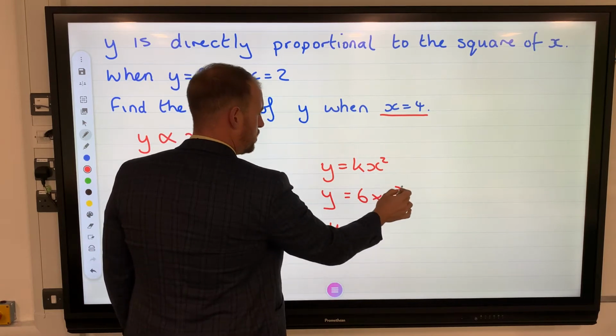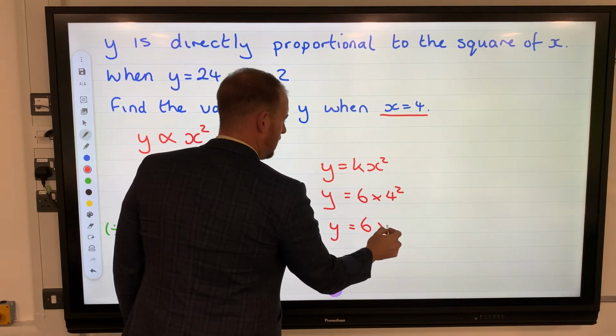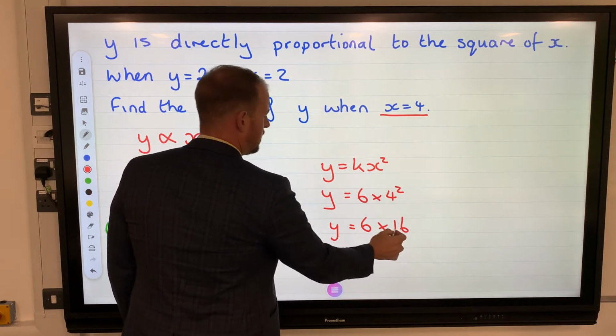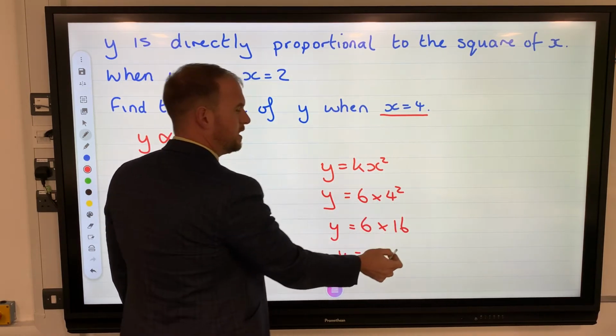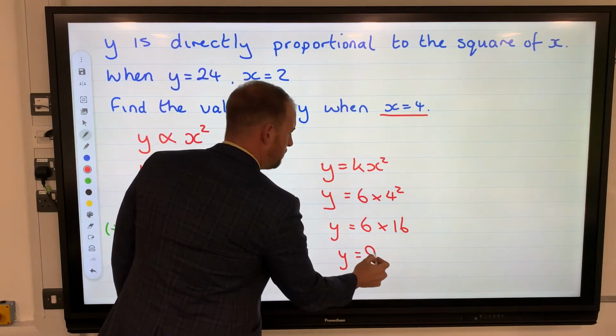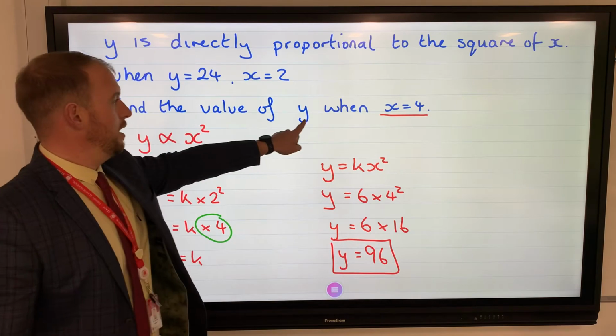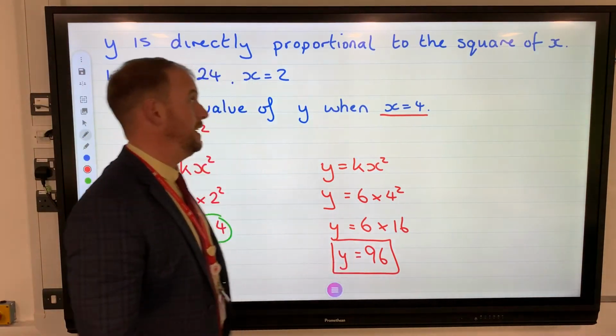Okay, well, 4 squared is 16, so it's 6 times 16. Well, 6 tens are 60, 6 sixes are 36, put them together to get 96. So my value of y when x is 4 is 96.